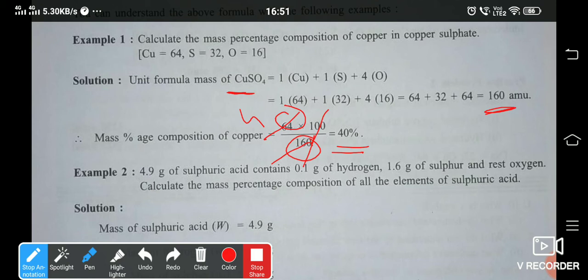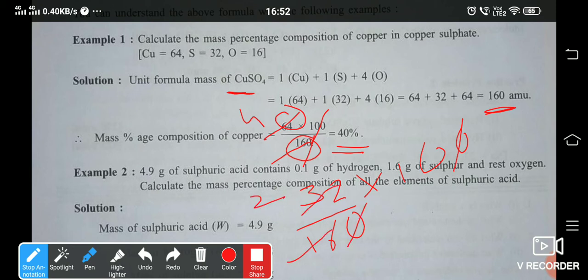Similarly, you can calculate it for sulfur also, and similarly you can calculate for oxygen also. If you add the three percentages, that should come to 100. That's a real method to test your answer. Now if I want to calculate for sulfur, it would be 32 upon 160 into 100. Again, you can solve it. It's not asking a question, I'm just giving it to you to understand. 10 10 cancels. 16 2 times is 32. It is 20%.